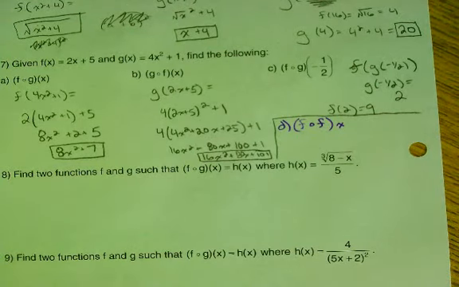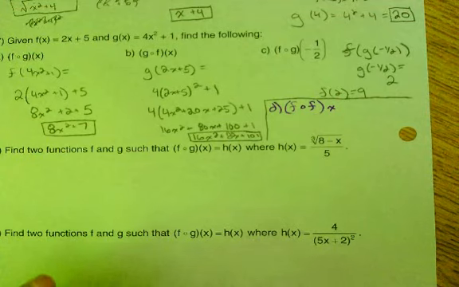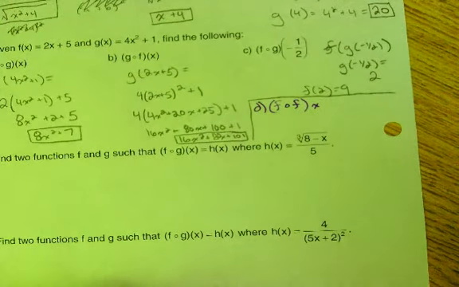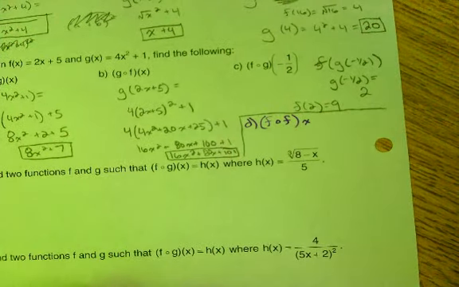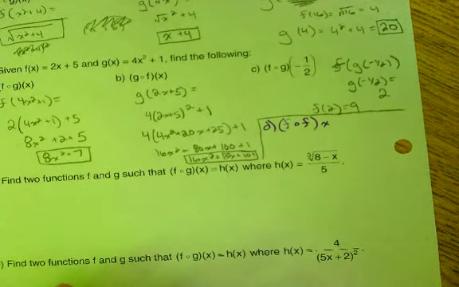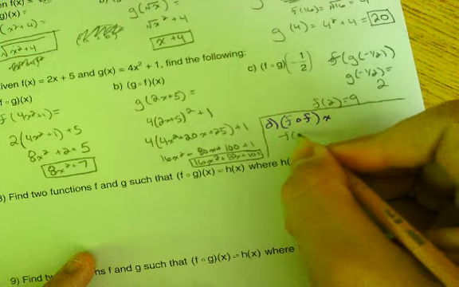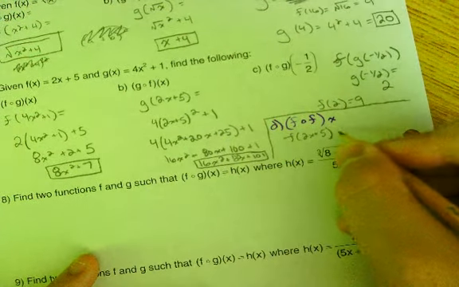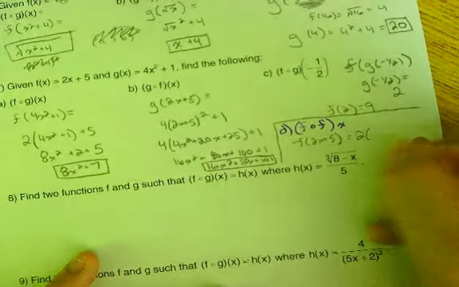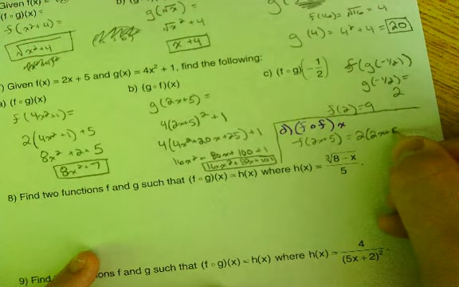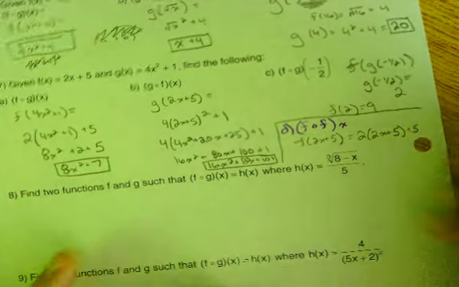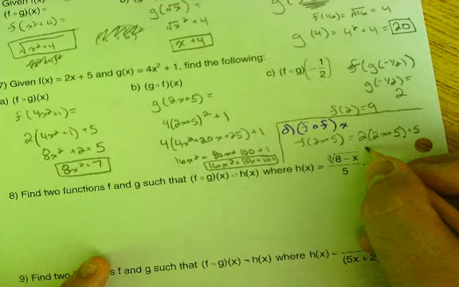So what does this mean? Yeah, you're just taking f and plugging it into itself. Okay, so you're going to do f of 2x plus 5, which is 2 times 2x plus 5, plus 5, which is 4x plus 15. Final answer? Okay.